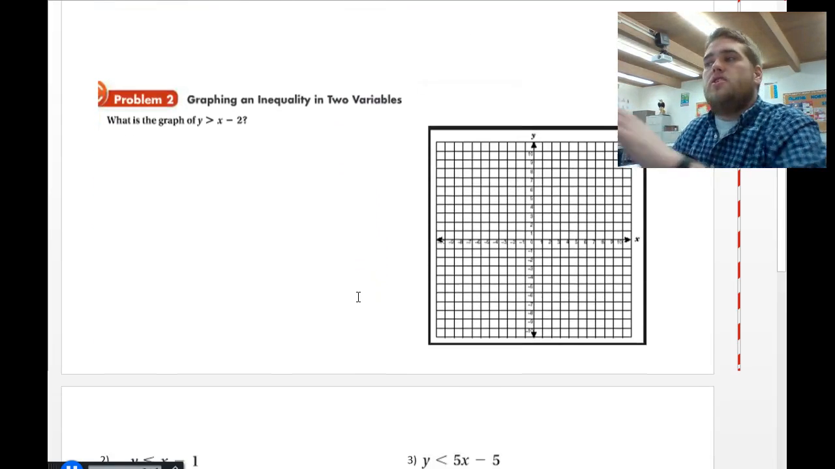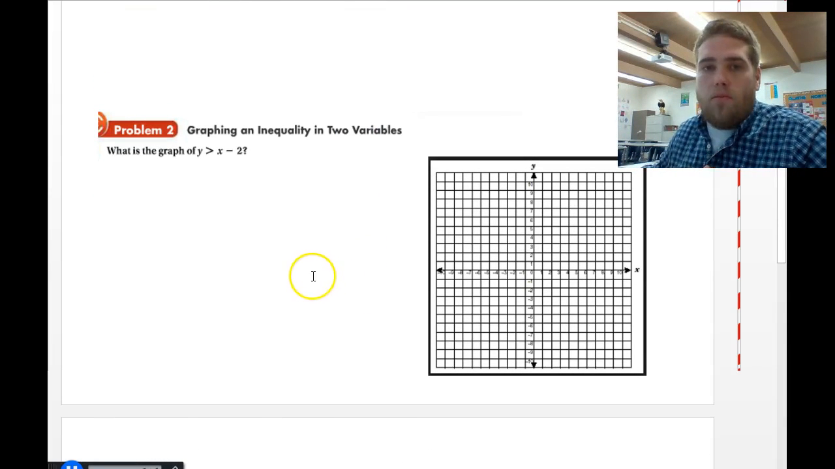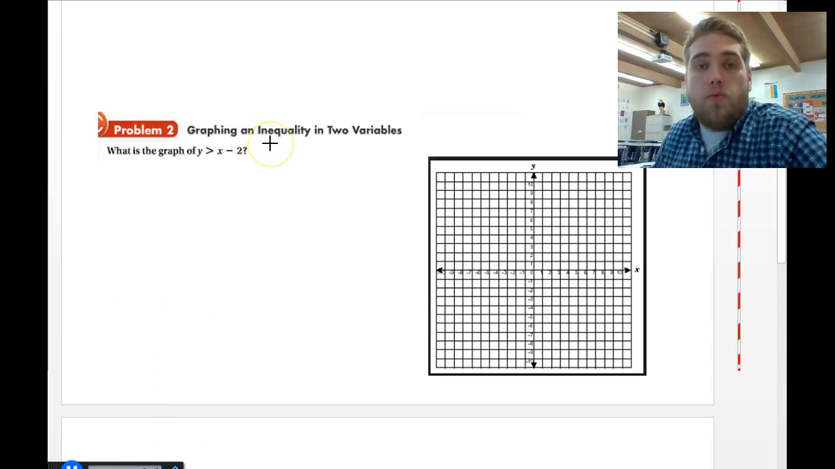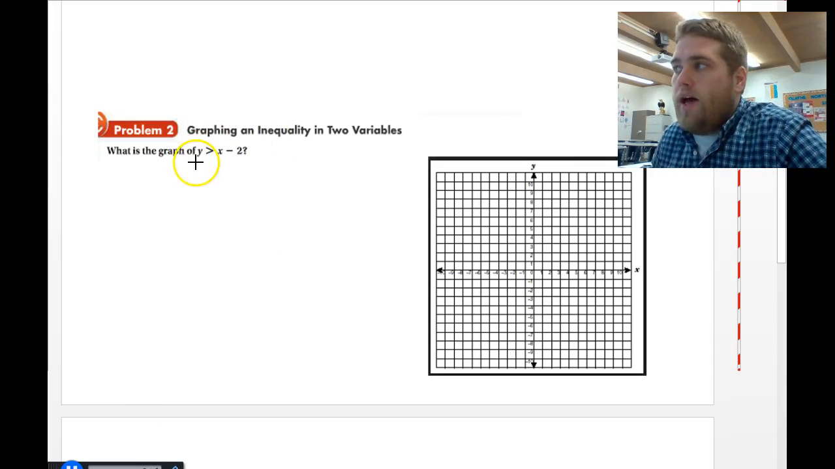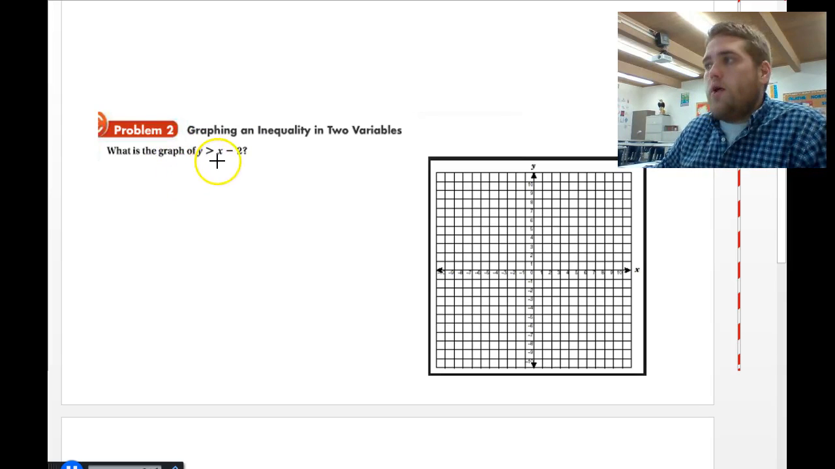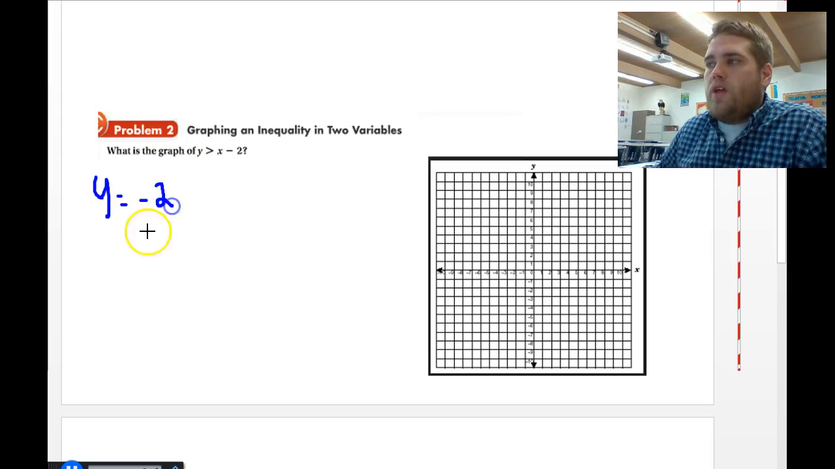Now we get into the fun stuff of problem 2. On problem 2, graphing an inequality with two variables. I have my y and I have my x. Just like we've been graphing the whole time, pretend it's an equal sign. So my y-intercept is going to be negative 2, and my slope is going to be 1, because my slope's in front of my x, and my y-intercept is down here at negative 2.